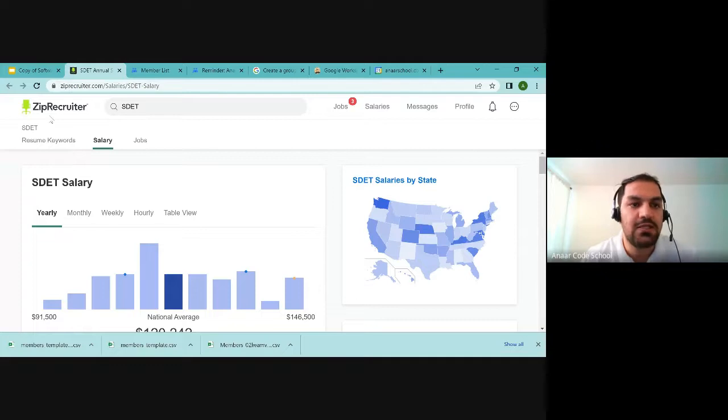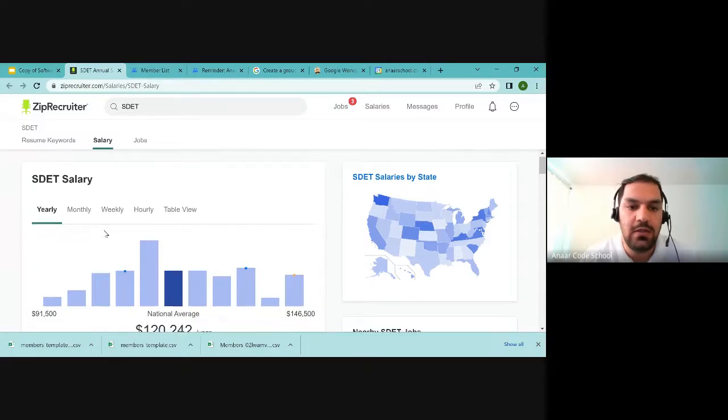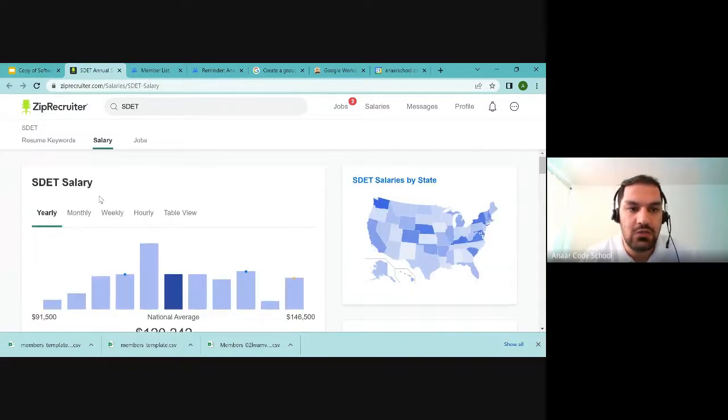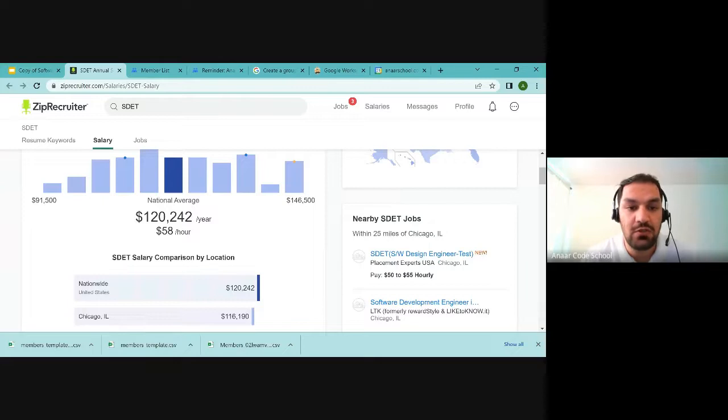So as you can see, this is ZipRecruiter, right? Most of you are already familiar with this website, and it says the SDET salary. So the national average for SDET in USA is this much. This is what the figure is. It's around $120,000, and if you're looking per hour, it's around $58 per hour.